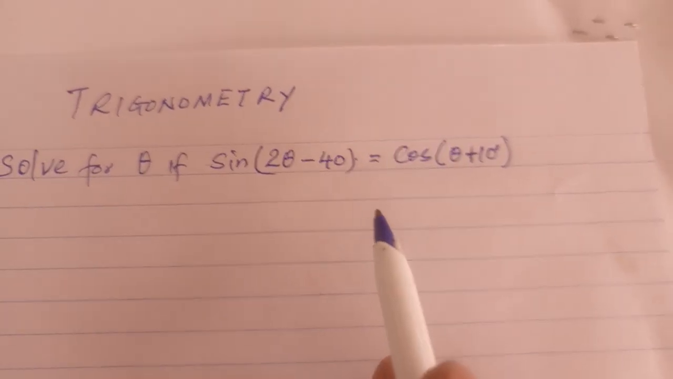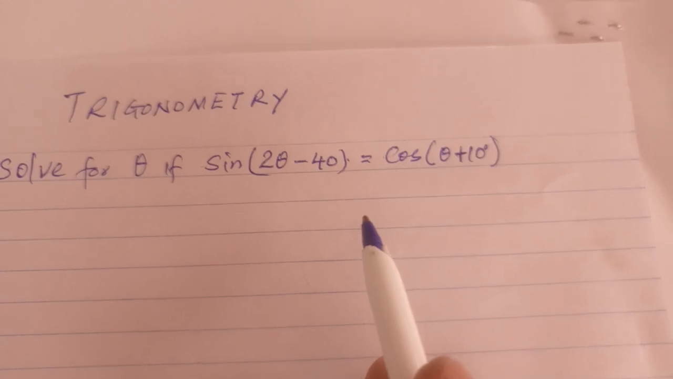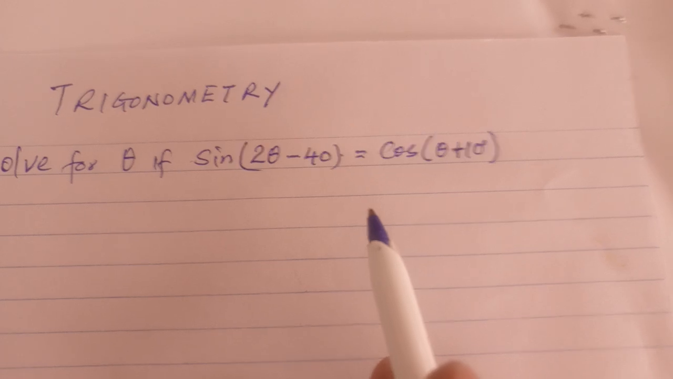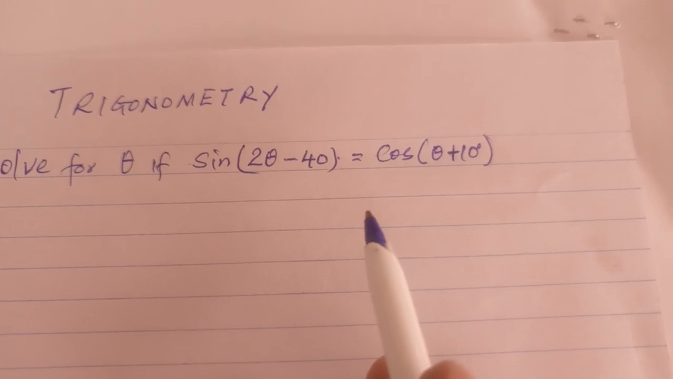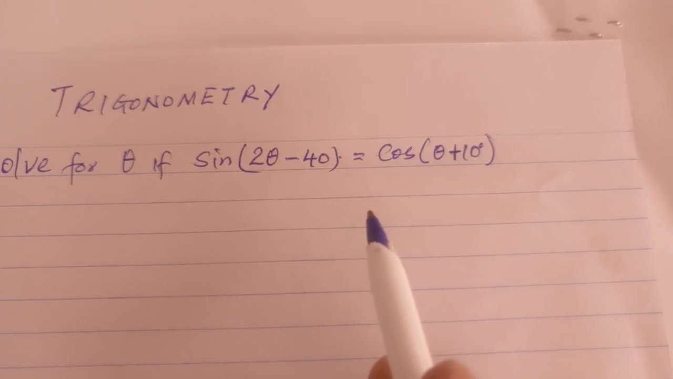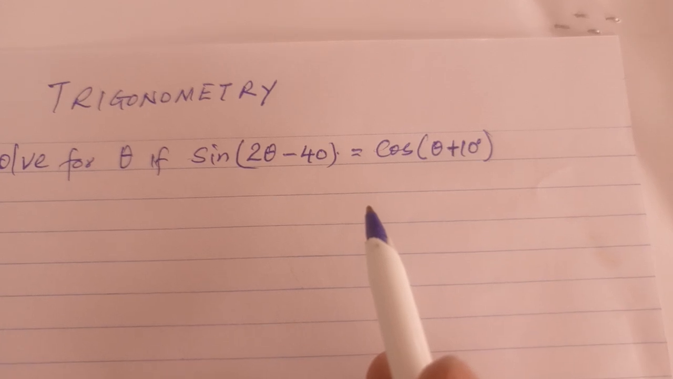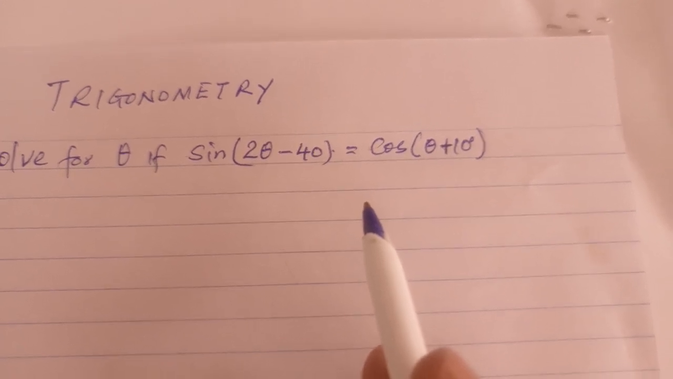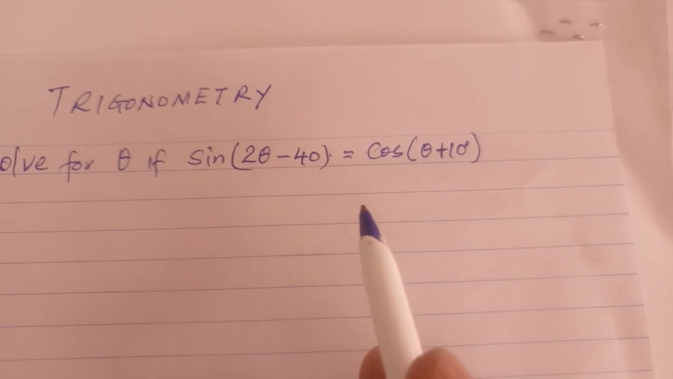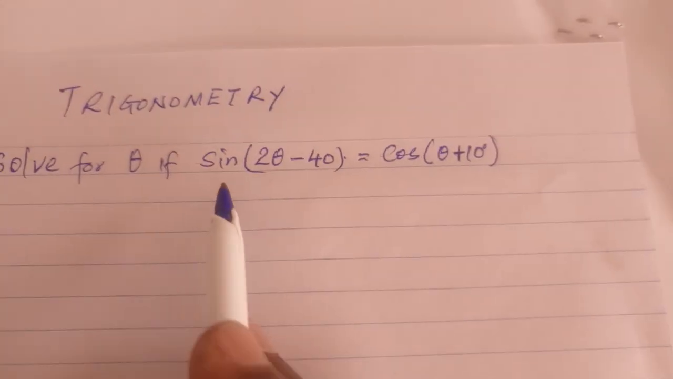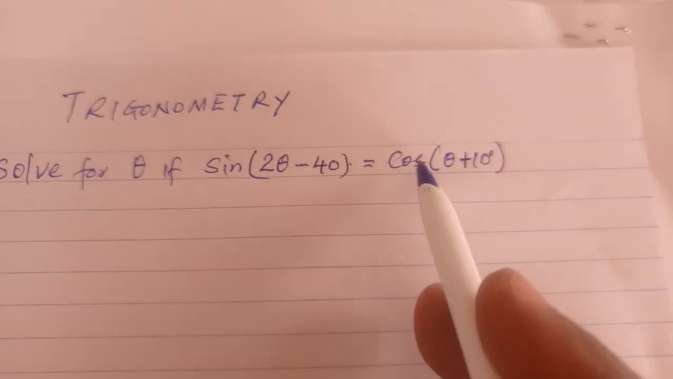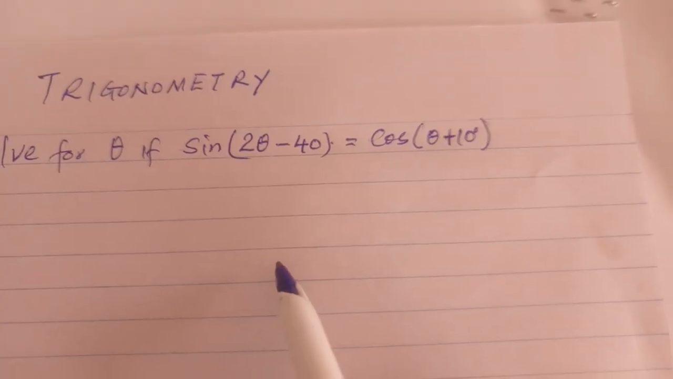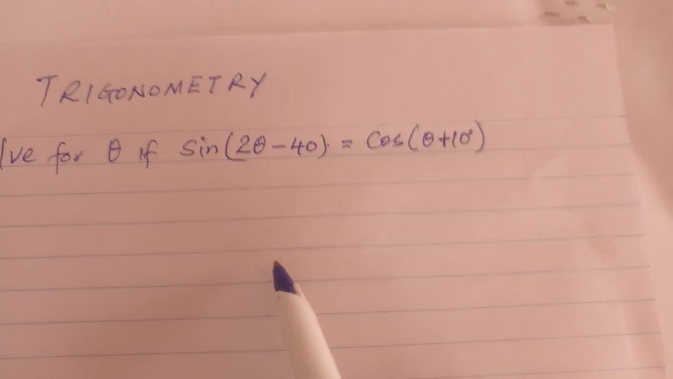And if you check in my earlier video, I talked about complementary angles. And we said that complementary angles are a pair of angles that add up to 90 degrees. So if sine of an angle is equal to cosine of an angle, then the two angles are complementary. Their sum is 90 degrees.